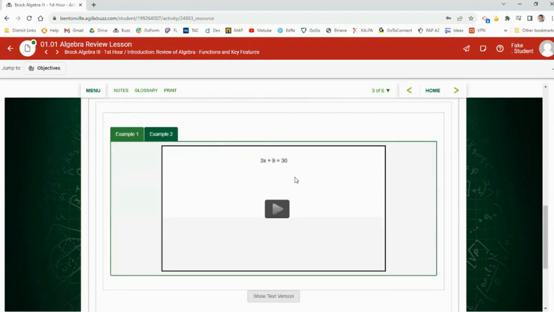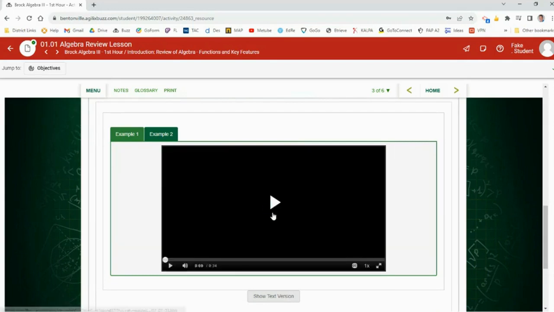Two-step equations mean you've got to do more than one thing. Like this, we have to move the 9 to the other side since it does not have an x. And then we'd have to divide both sides by 3. So you can hit that real quick.